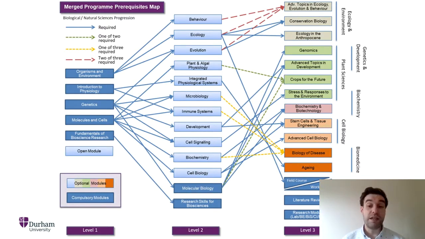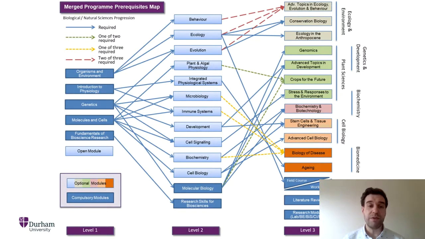Now, I've said that each year has 6 modules. Some of them are compulsory. They're shown in the kind of darker blue colour. All the others are optional for that year. So in the first year, you have 5 compulsory modules and 1 option.